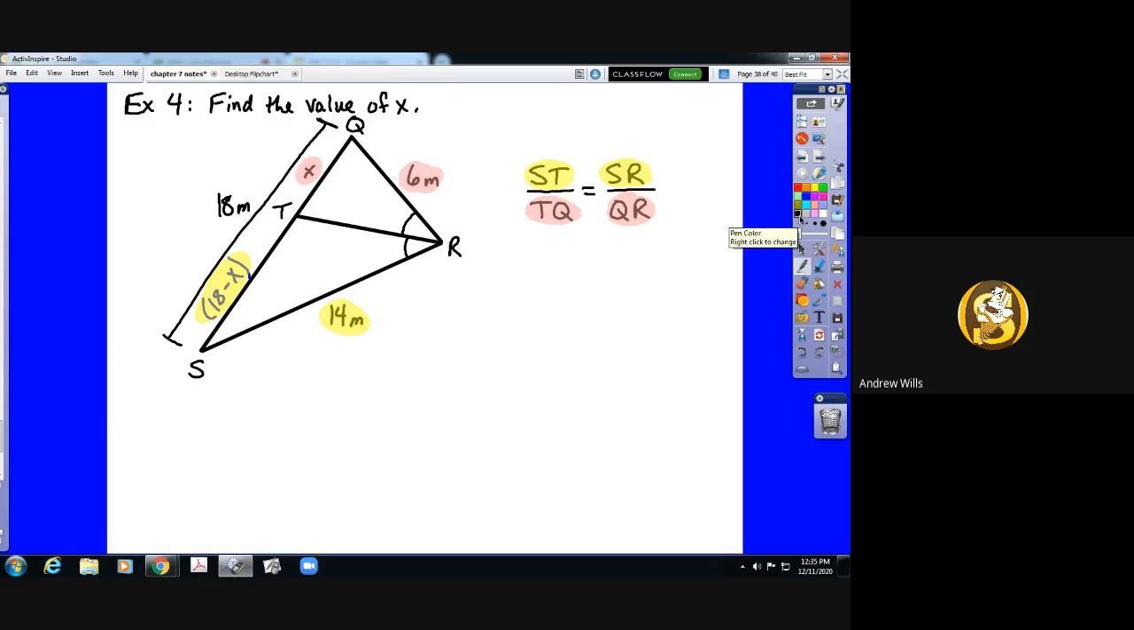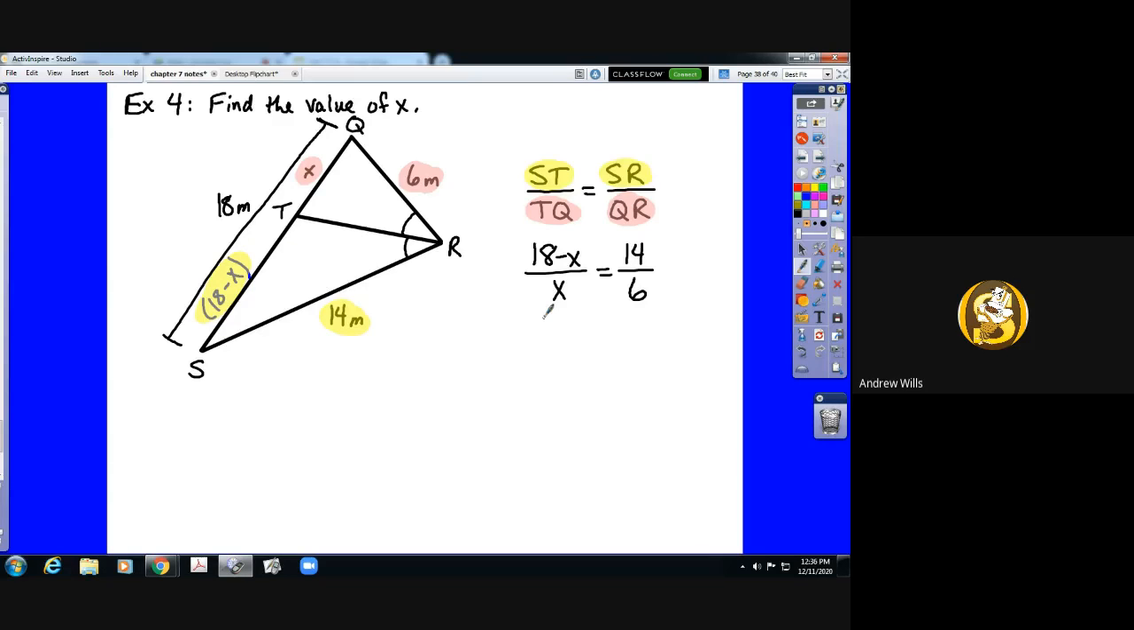We plug these four values into this proportion. ST is 18 minus x. TQ is x. SR is 14. QR is 6. The setup here is about 95% of the difficulty. There's not usually anything difficult about solving the proportion itself. It's all about the setup. The setup is the hard part.